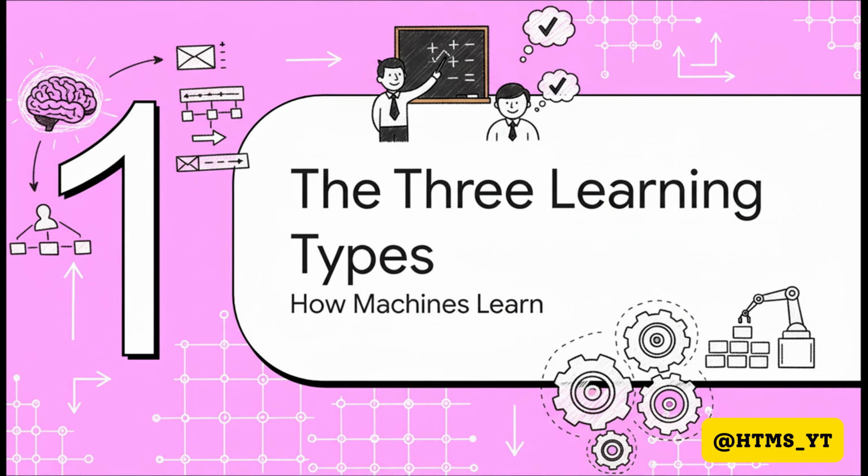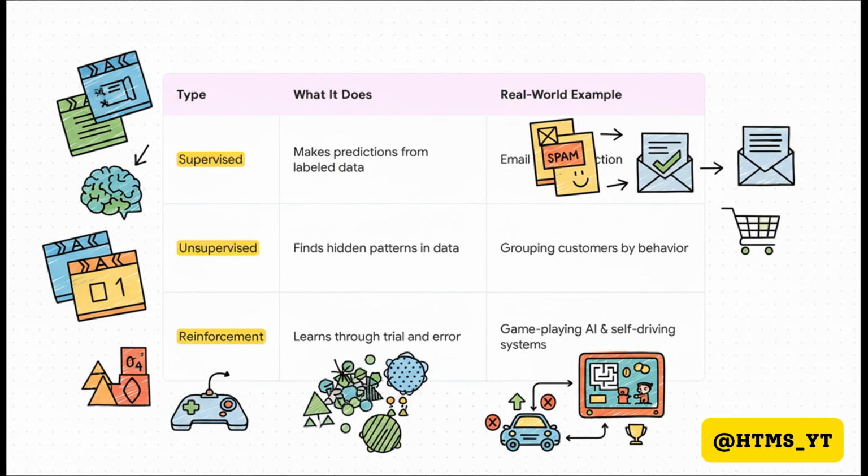Okay, so how does a machine actually do this learning thing? Well, it breaks down into three main approaches. All right, first up is supervised learning. This is kind of like studying with flashcards. We give the machine a whole bunch of data that's already labeled, like thousands of emails that are clearly marked spam or not spam. It just keeps studying them until it gets good at telling the difference on its own.